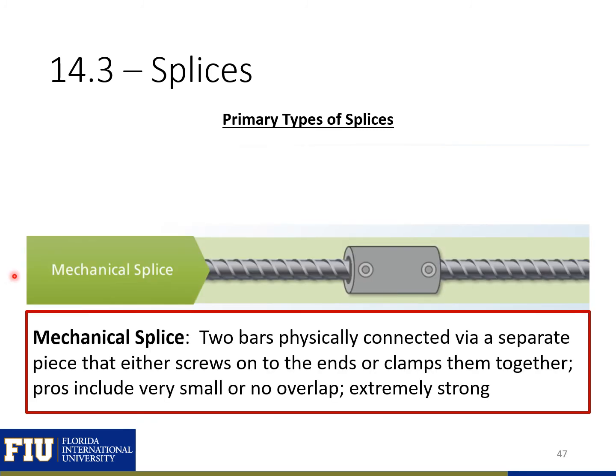Mechanical splices are when you have two bars physically connected together by some type of mechanical coupler. You can see here this coupler has some mechanical screws in the end, so you extend the reinforcement in, and the screw bears against the reinforcement and clamps everything together. The pro is that there's very small or no overlap, and they're extremely strong, but they will require tighter construction tolerances because you need to have the bars line up perfectly with each other.